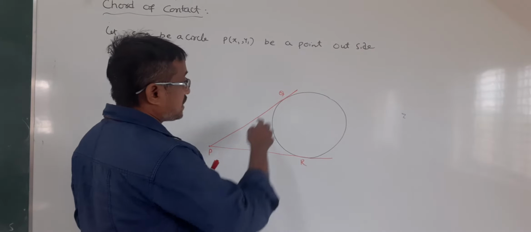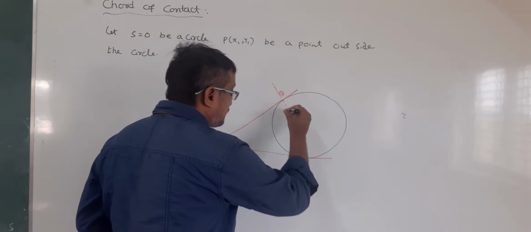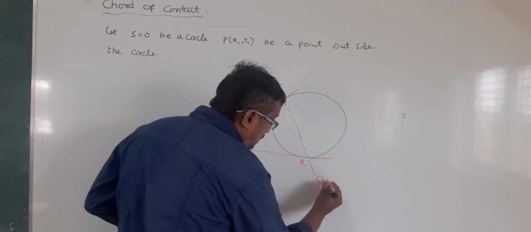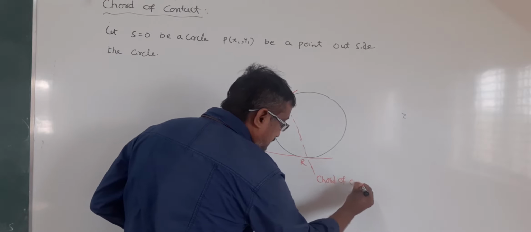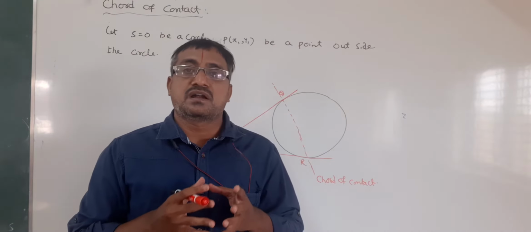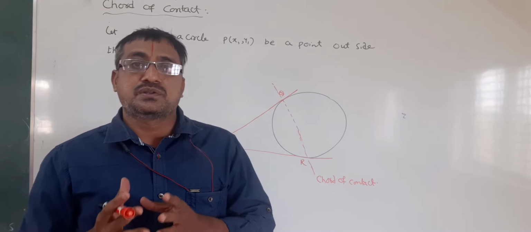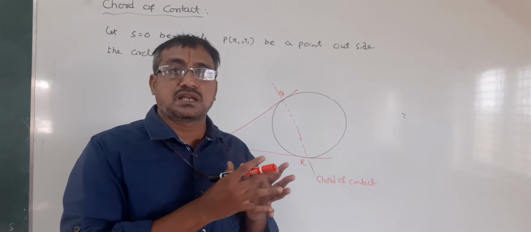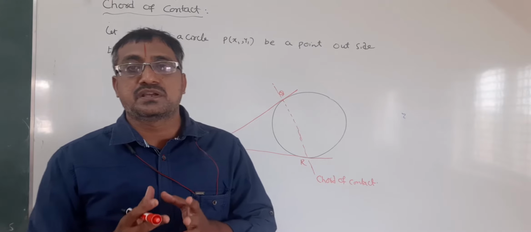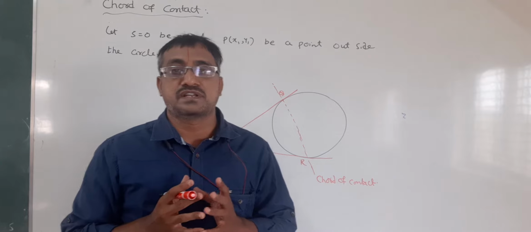Then the line joining QR is called the chord of contact. So if you have drawn a pair of tangents from an external point to the circle and those tangents meet the circle at 2 points Q and R, then the line joining QR is called a chord of contact. That is the definition.